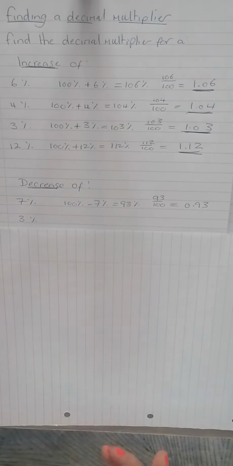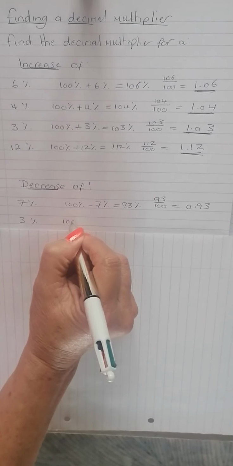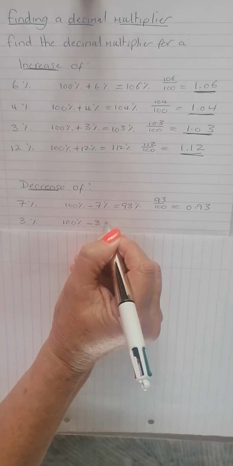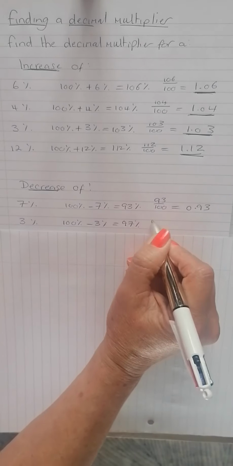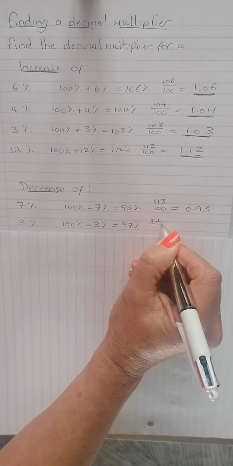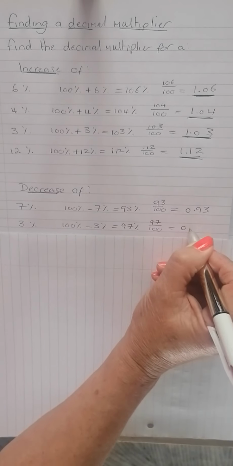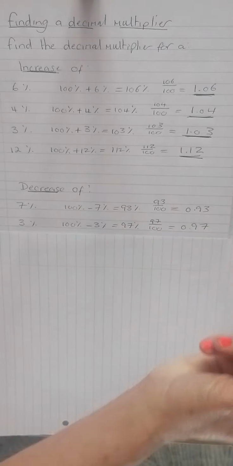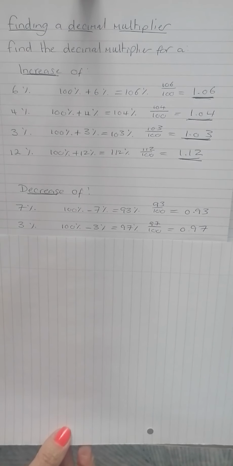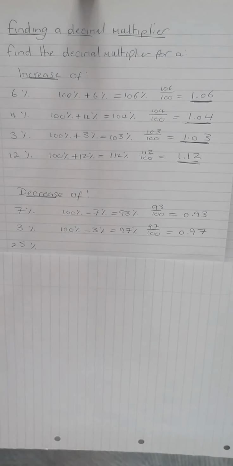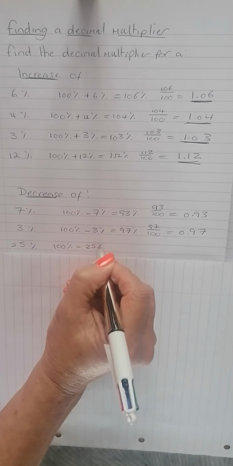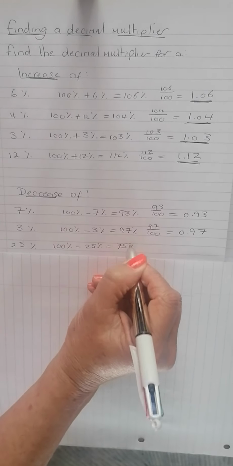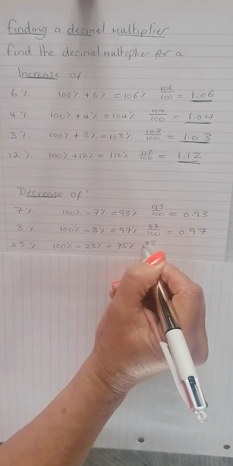Decrease by 3%. So the decimal multiplier, again, you always start with 100%. This time we're taking away 3%. To make this into a decimal, you divide by 100. So we have a decimal multiplier of 0.97. Decrease of 25%. So you're going to say 100%, subtract the 25%, 75%, and to get the decimal, you divide by 100.